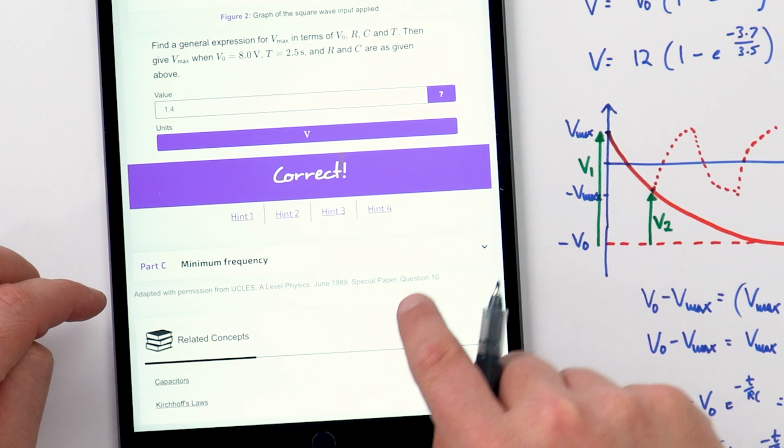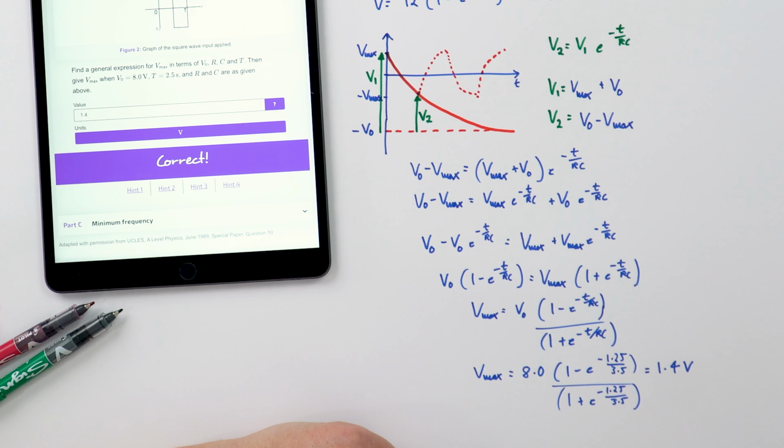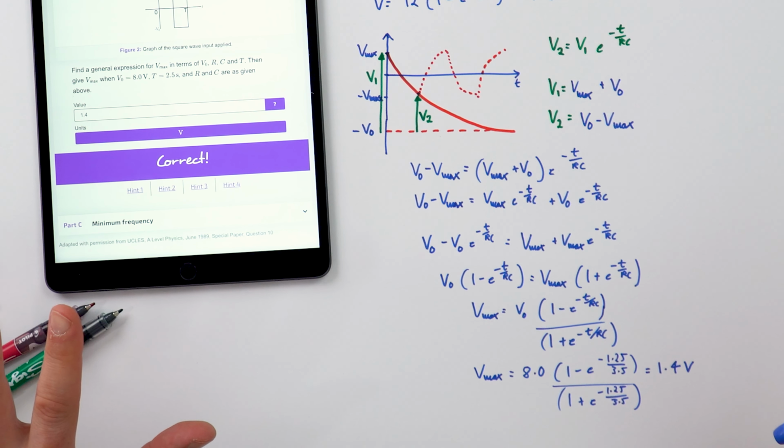So 1.4, and the units for that are volts. Correct. So basically, even though it starts at 8, it settles down to going between plus 1.4 and minus 1.4 volts. Okay. Hopefully that's making sense so far.